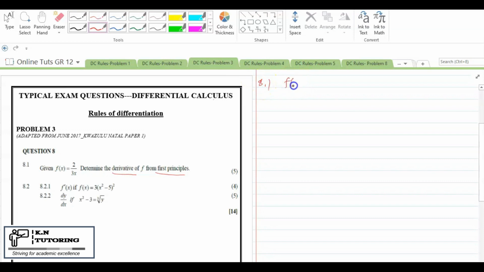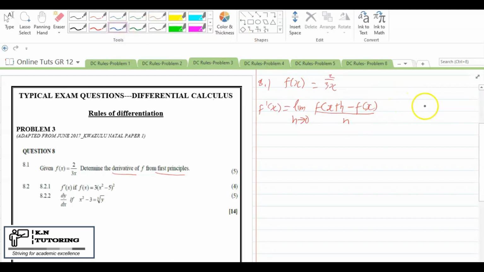So we are given that f of x, remember it can be this notation, f of x, it can sometimes be h of x or g of x. It's not always that it's f of x, it's just that they like f of x. F of x is equal to 2 over 3x. Okay? Now, since it's first principles, we know that we have to use the long method. And if you check your formula sheet, you will be given this formula. It says f prime of x is equal to the limit as h approaches 0 of f of x plus h minus f of x, divided by h.